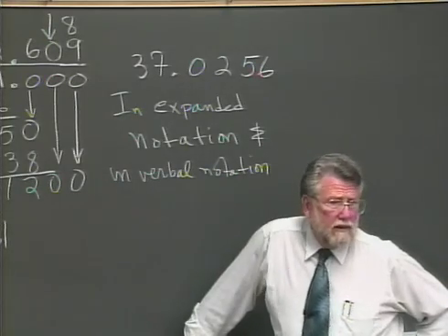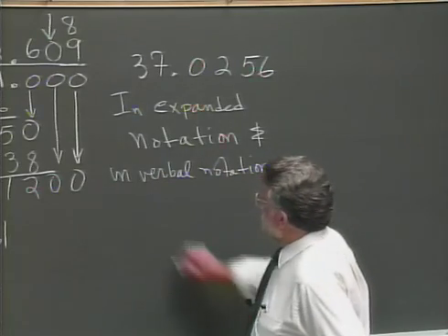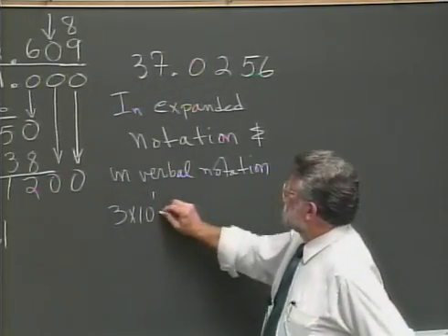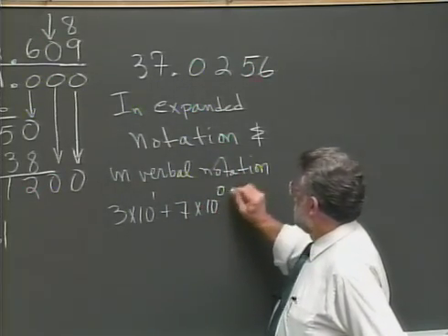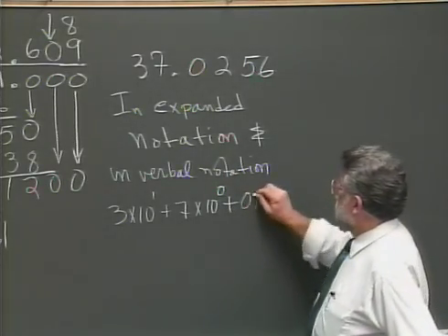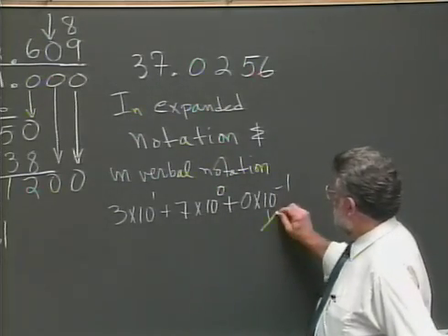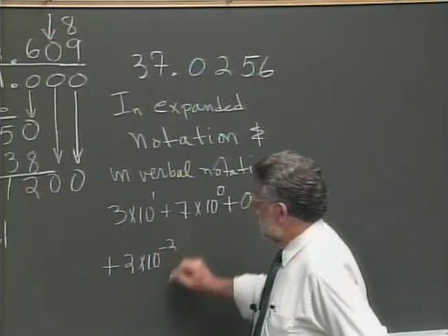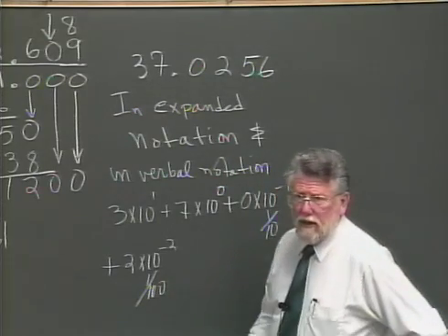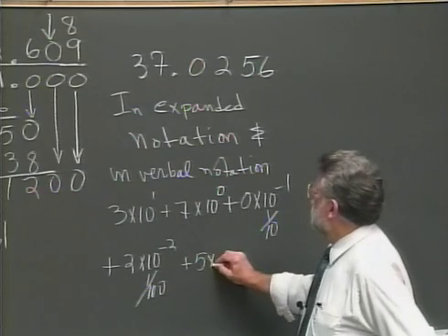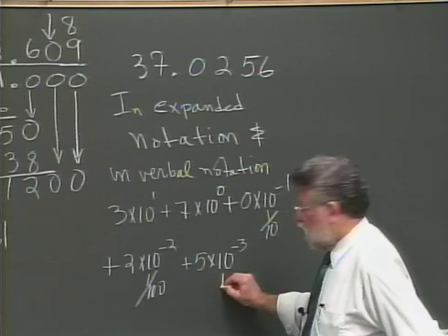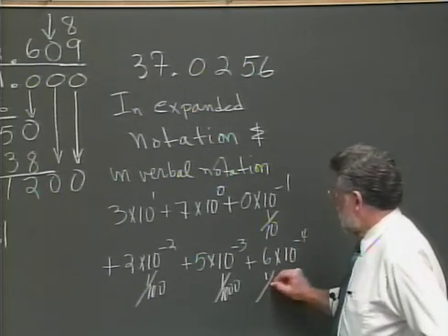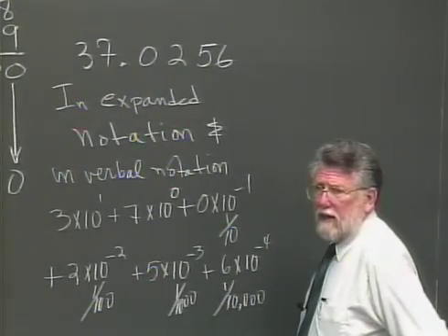So for expanded, I need to know what? The powers, the place value, agreed? So we have 3 tens, because this is ones and then tens. So I would go 3 times 10 to the first plus 7 times 10 to the 0 plus, be careful here, 0 times 10 to the negative 1, which is the same as 1/10, right? Then plus 2 times 10 to the negative 2, which is 1 over 100. You could have done that instead. Plus 5 times 10 to the minus 3, which is the same as 1 over 1,000. Plus 6 times 10 to the minus 4, which is 1 over 10,000. That would be your expanded notation.